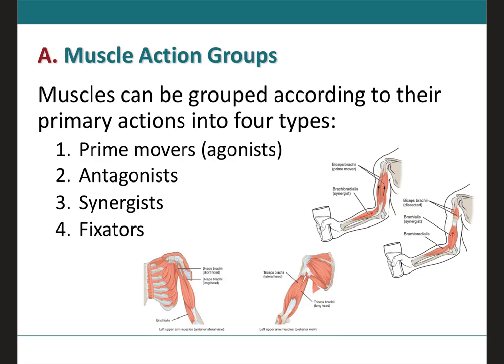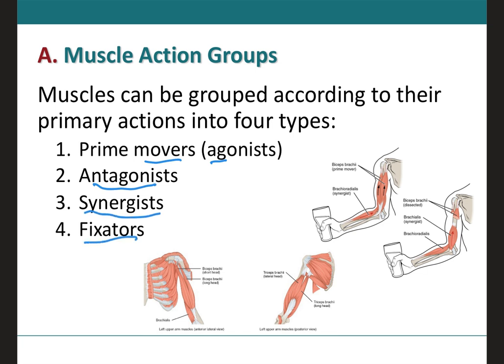The first category is with regards to grouping the muscles with regards to their actions, and we can separate these actions into 4 different types. We have what we call the prime movers, or also called the agonists. We have the antagonists, the synergists, and the fixators.